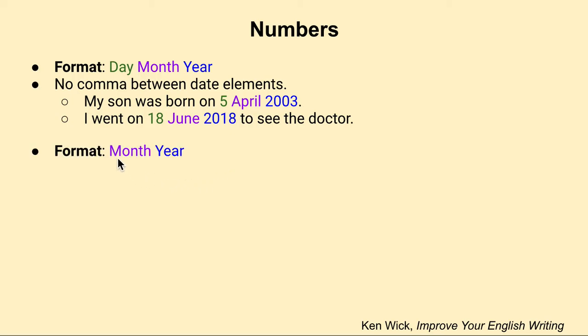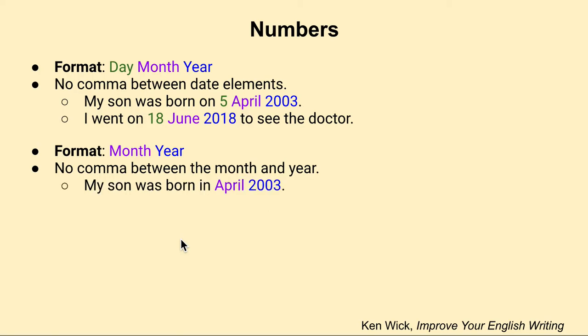The next format is month year. We do not put a comma between these two. Even though I do see people do it, it is actually incorrect. When you just have month and year, you do not put a comma between them. No comma between the month and the year.